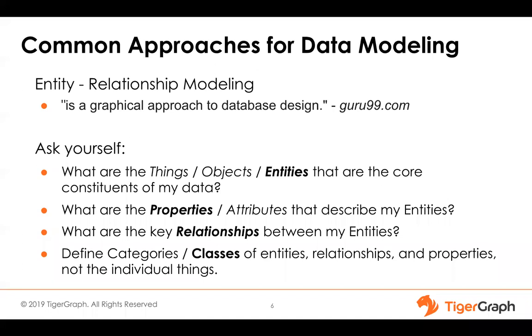And then start to describe those things in a little more detail. What are their properties or attributes? You can list individual things like, okay, that thing is heavy and it's brown. And then you realize, oh, that's weight and color. So weight and color are properties. And then what are the key relationships between your entities?